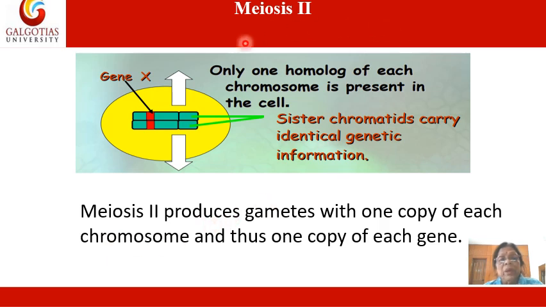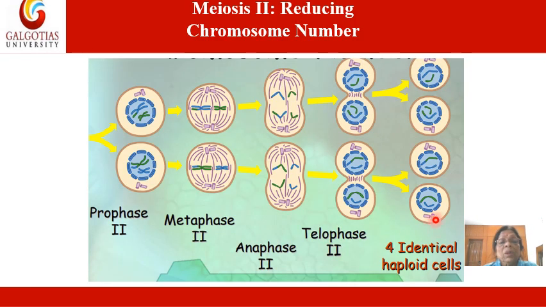This is again the diagrammatic presentation of meiosis 2. Only one homologue of each chromosome is present in the cell. I think this is known to everybody. Sister chromatids carry identical genetic information. Now, meiosis 2 produces gametes with one copy of each chromosome and thus one copy of each gene. This diagram is showing the whole process, including meiosis 2 also.